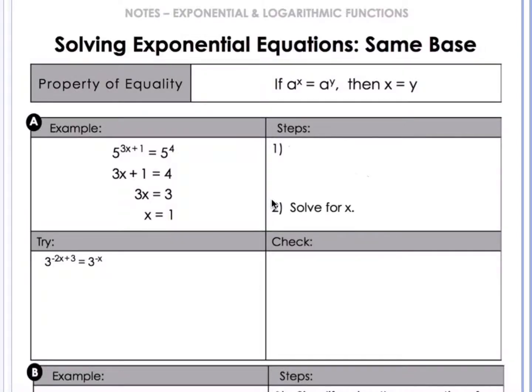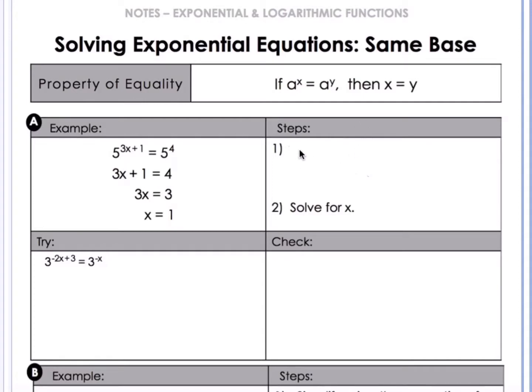Okay, we're going to begin with the first lesson in Unit 8 on solving exponential equations using the same base. So you can see here that we are going to look at the property of equality and identify that if we have the same base, then we can actually take the exponents and equal them to each other. So if we look at example A, we can see in this example that the same base was 5 and the exponents are 3x plus 1 and 4. So we can take those and equal them to each other.